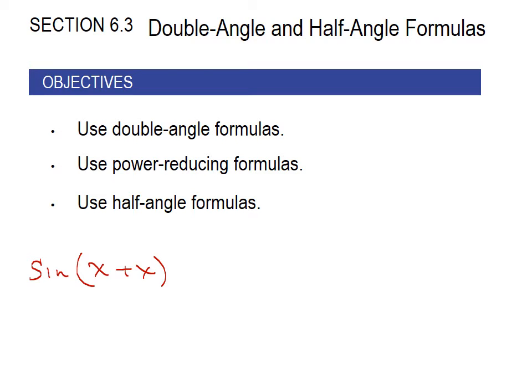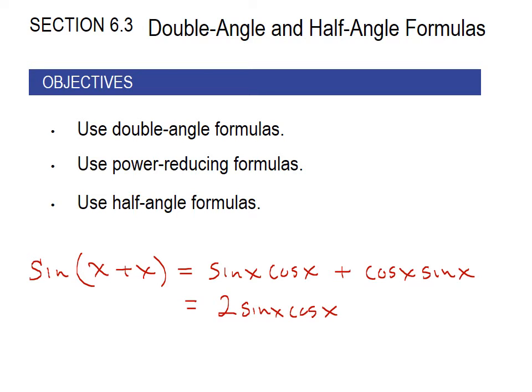Well, if that's the case, using the sum formula for sine, we get sine of x times cosine of x plus cosine of x times sine of x. Well, hold on though. Aren't those really just exactly the same then? So really, you got 2 sine x cosine x. All right, on the left-hand side, if you say sine of x plus x, aren't you really saying sine of 2x? So there's our double angle formula.